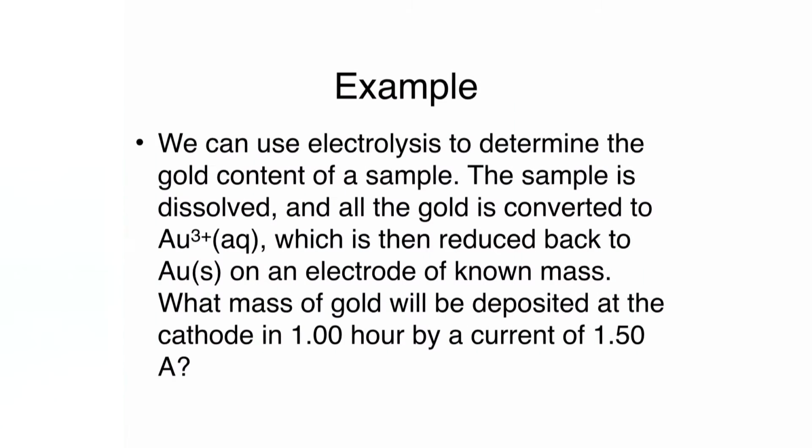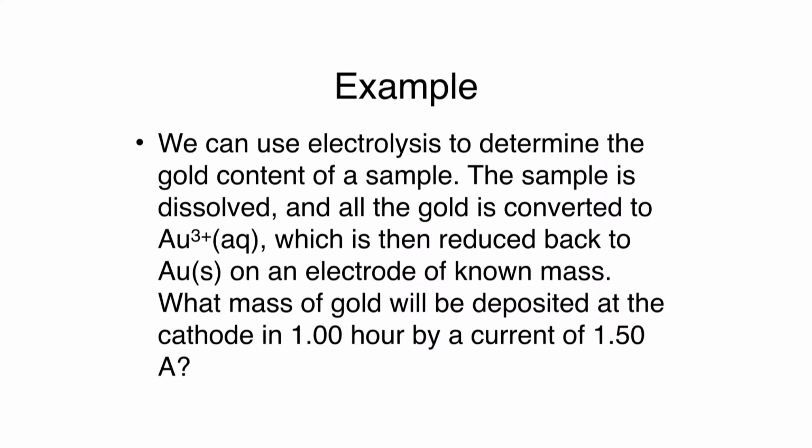Let's say that you had a piece of gold, maybe jewelry. I wouldn't suggest you try this at home, but if you wanted to actually get some gold out of your jewelry, what you could do is try to dissolve the gold. There's a special kind of acid called aqua regia, which is partly nitric acid and partly hydrochloric acid, that will actually dissolve gold. So you can dissolve the gold in aqua regia, convert it into Au3+ ions, and then reduce them to solid gold on an electrode of a known mass.